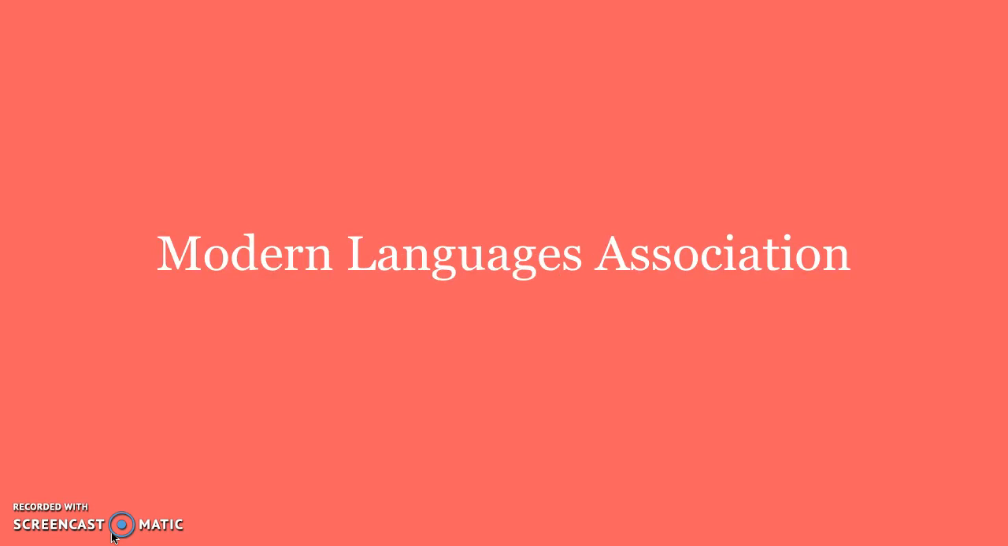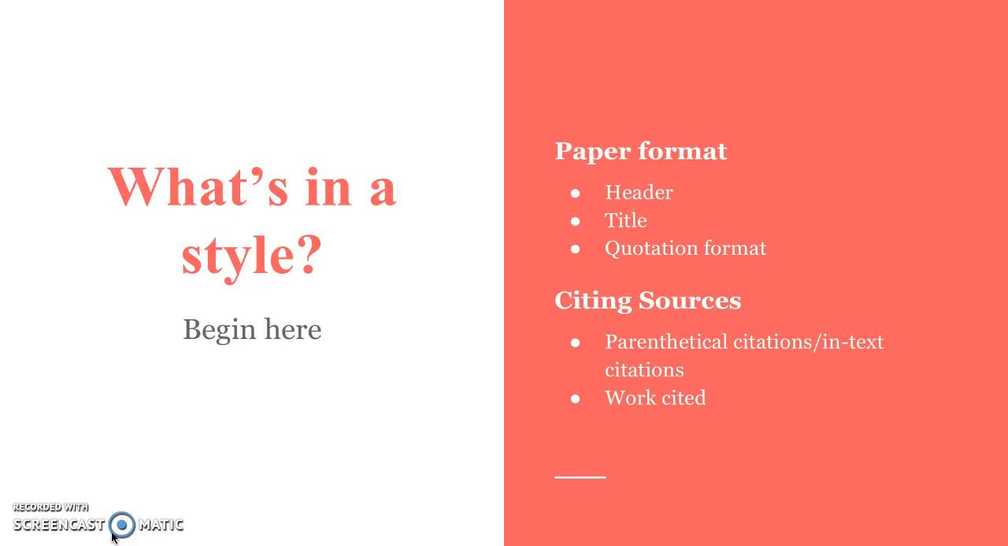So the format that we use is MLA, which stands for Modern Languages Association. What's in a style, and this is where you guys need to begin. So when it comes to a paper format, you need to make sure you have a header, the title, and quotation format. Your citation sources must be parenthetical citations, which are in-text citations, which we'll talk about a lot today. And you also need to include a works cited page.